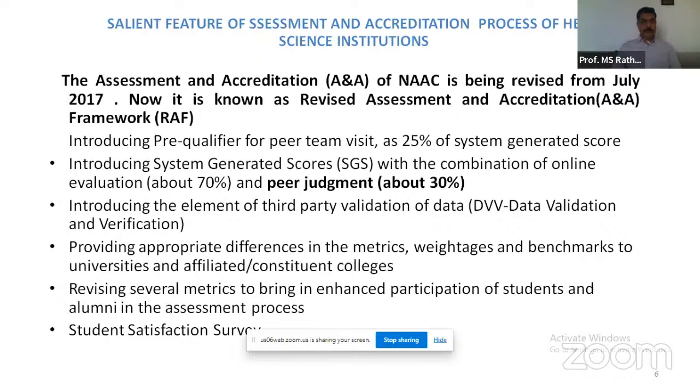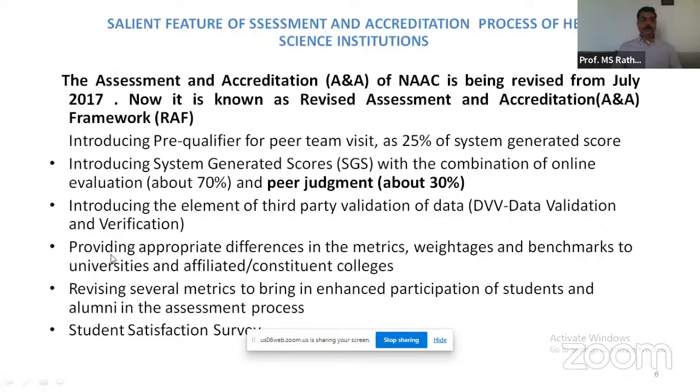Then in this system, they have introduced system generated scores with a combination of online evaluation, which is 70% and is also known as the quantitative metrics, and the peer judgment done by the peer team visit or the assessors of the NAAC, which would be around 30%. Then one element has been introduced, that is third-party validation of data. It is also known as the DVV process, that is, data validation and verification. I will tell you what this is in coming slides. I just want to say that this is a very important term, the DVV process.